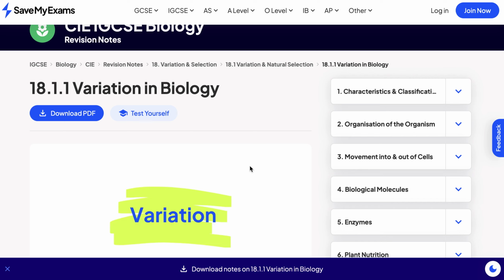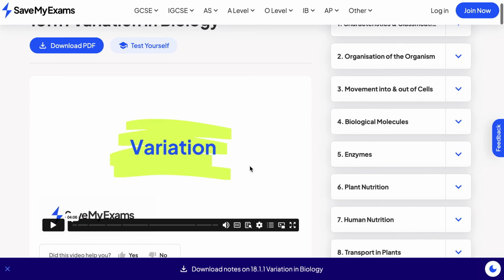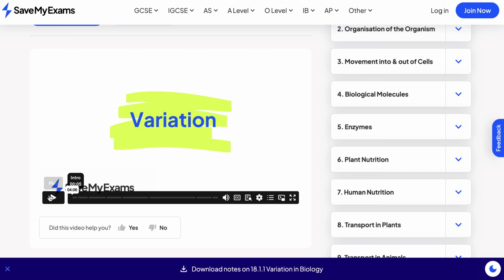Today, we'll be looking at the topic in biology called variation. We're doing biology, and our topic for today is variation. Now, before we move further, let's take this tutorial and understand the concept, the ordinary meaning of variation.